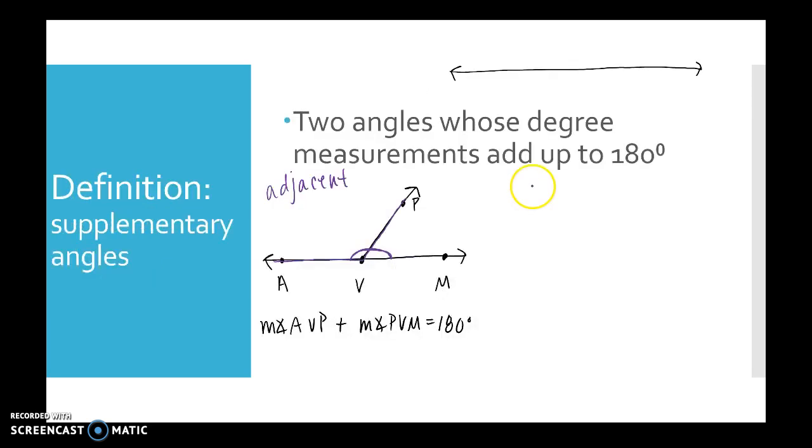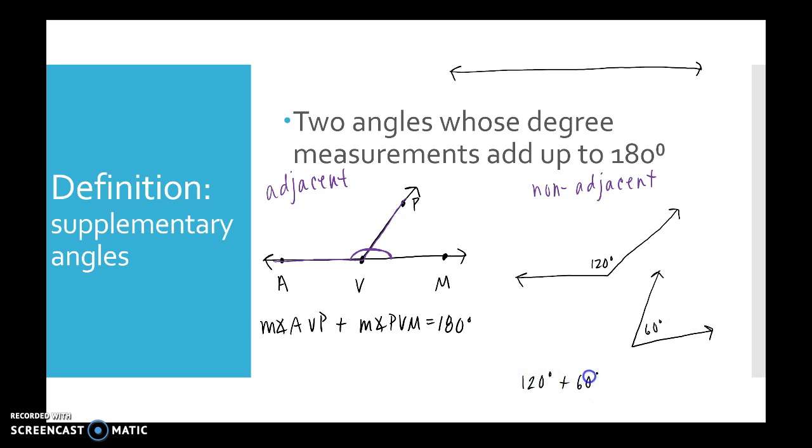But just like complementary angles, these do not need to be adjacent. Sorry, keeps moving. So if I make this angle 120 degrees, okay, that's my one obtuse angle. And if I made this angle 60 degrees, then these two non-adjacent angles are still supplementary, because when I add their angle measures together, they sum to 180 degrees.